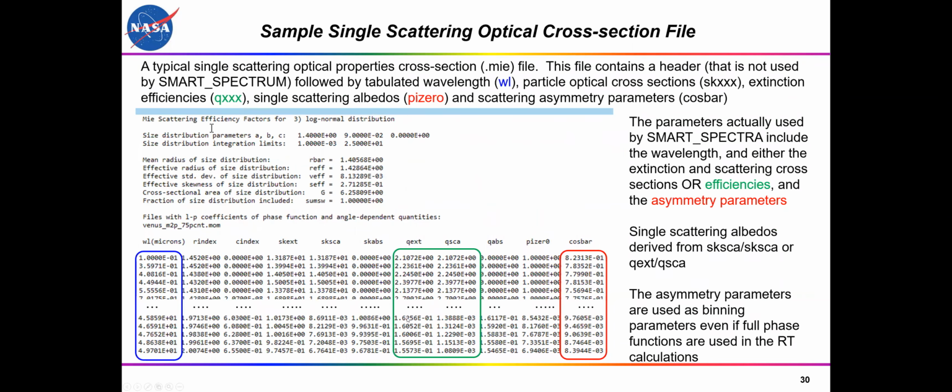They're really simple. You can have files with very different structures in this, as long as wavelength is in one column, extinction efficiency or extinction cross section is in another column, and scattering cross section is specified at the same wavelengths as extinction, and so forth and so on.